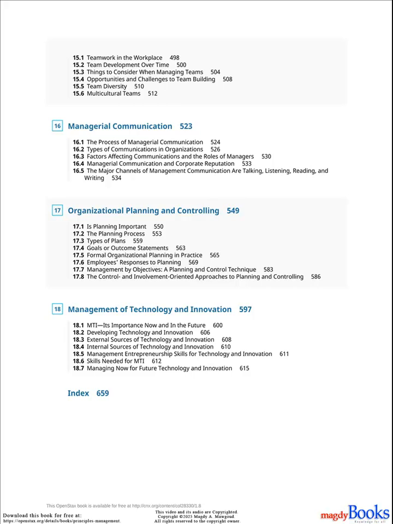17. Organizational planning and controlling. 17.1. Is planning important? 17.2. The planning process. 17.3. Types of plans. 17.4. Goals or outcome statements. 17.5. Formal organizational planning in practice. 17.6. Employees' responses to planning. 17.7. Management by objectives. A planning and control technique. 17.8. The control and involvement-oriented approaches to planning and controlling.